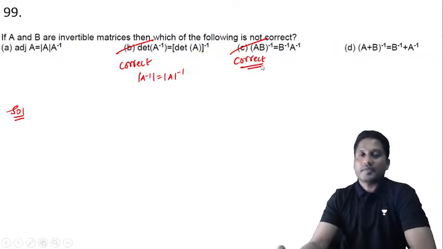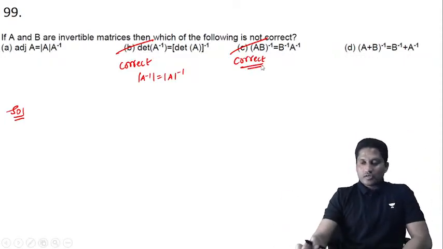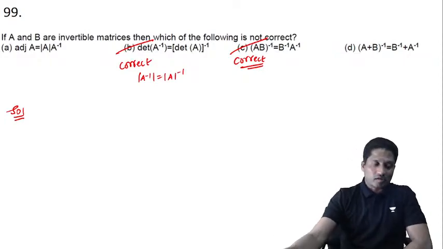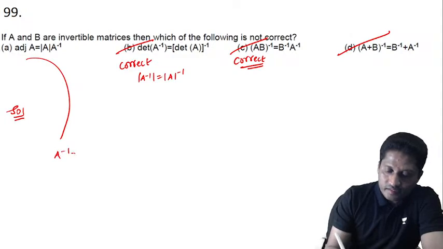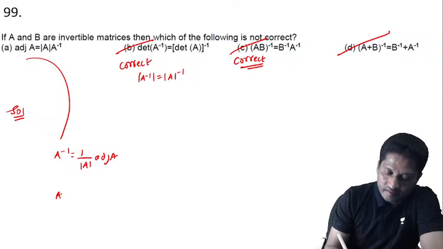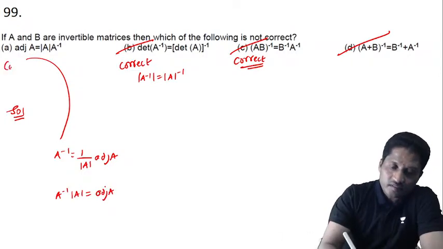AB whole inverse is B inverse into A inverse. Reversal law of transposes. Yes, Gaurav, right. This is incorrect. First is also right. A inverse is equal to 1 by determinant A into adjoint of A. If you cross multiply, you get A inverse into determinant A is equal to adjoint of A. So first is also correct. Even this is correct. The only last option is false.